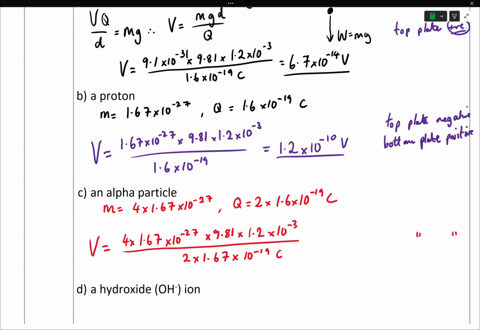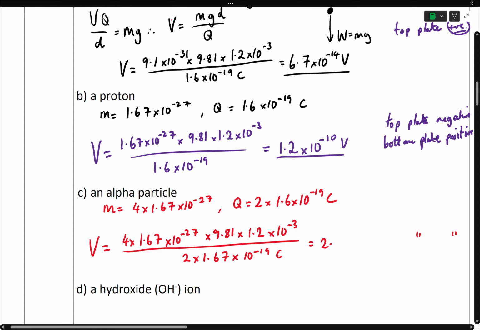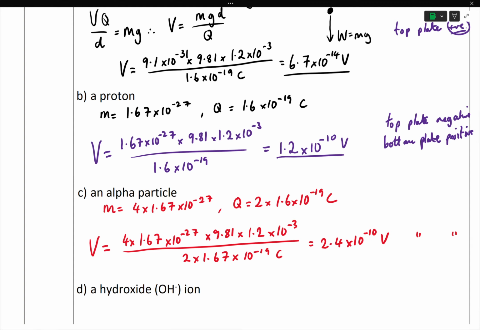As we look at this, we could do this calculation. We could probably also spot that it's the same as the calculation that we had last time, but with this factor of 4 and 2 at the start. So this is just going to be double what we had last time round. So 2.4 times 10 to the minus 10 volts.